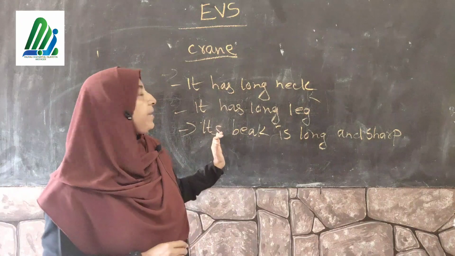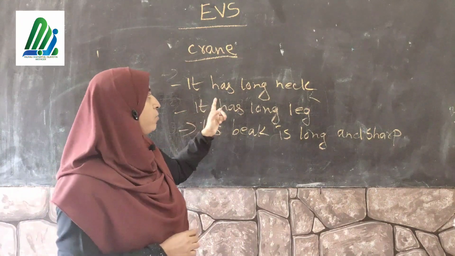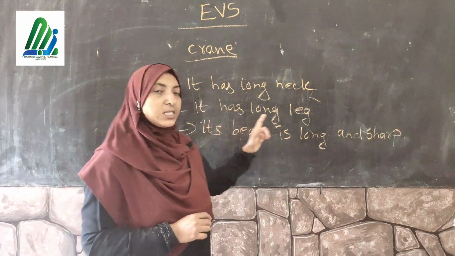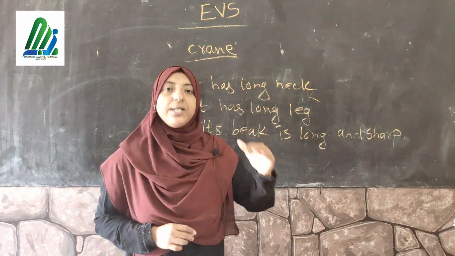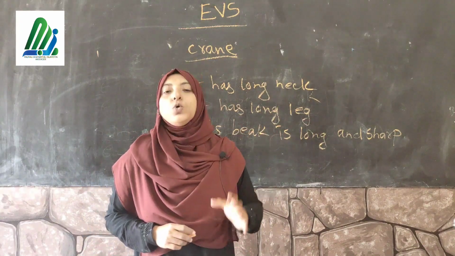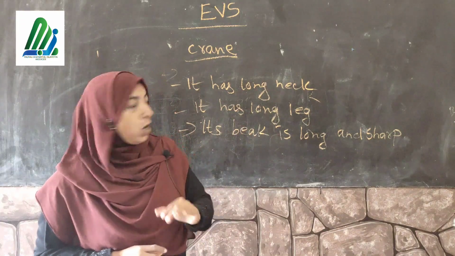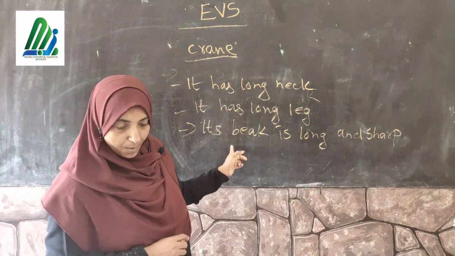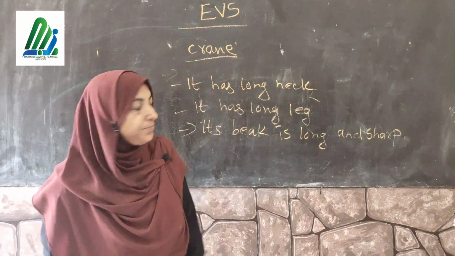So these are the important adaptations of a crane. Once again we can say, first one, it has a long neck. Second one, it has long legs. And third one, its beak is long and sharp. Clear? So that work is over. Please complete that in your textbook and notebook. Now you write. First you write this in your notebook and after that you can complete that work in your textbook. Clear?